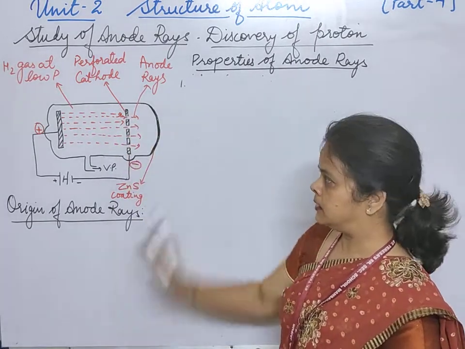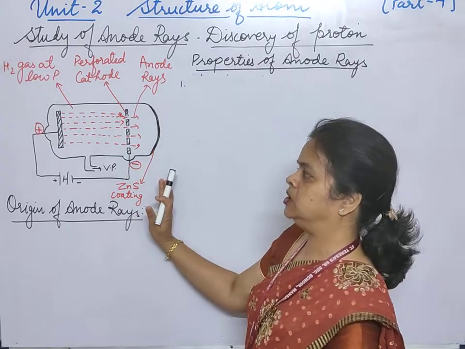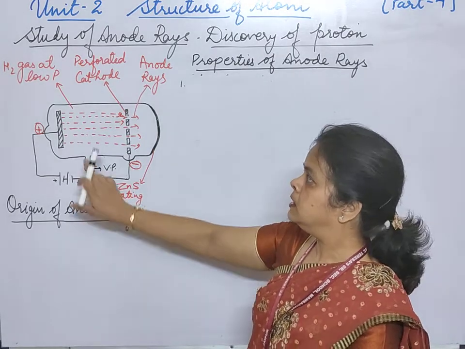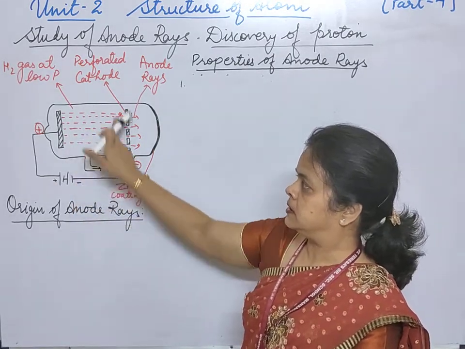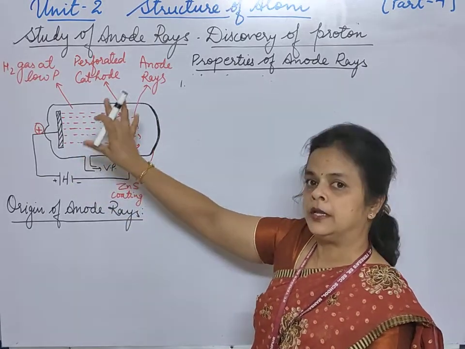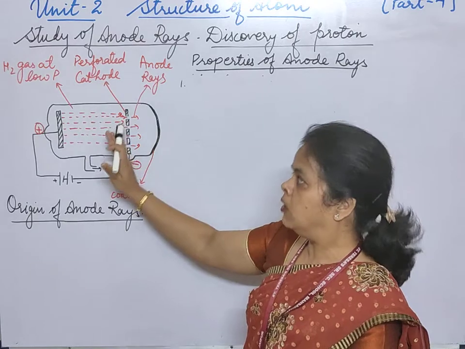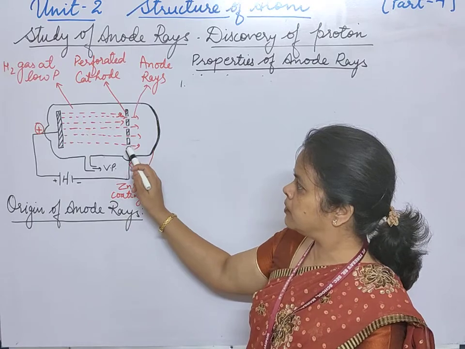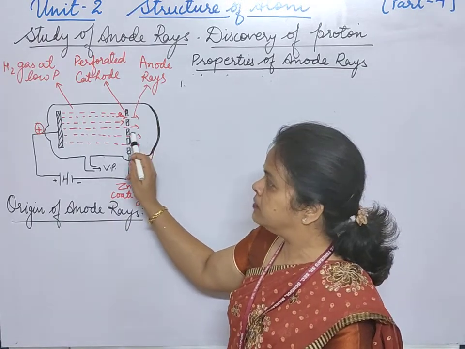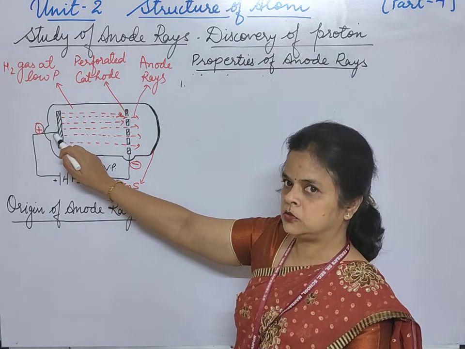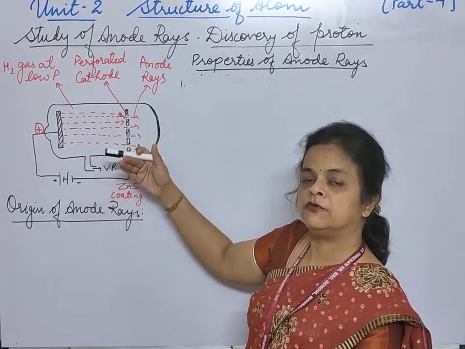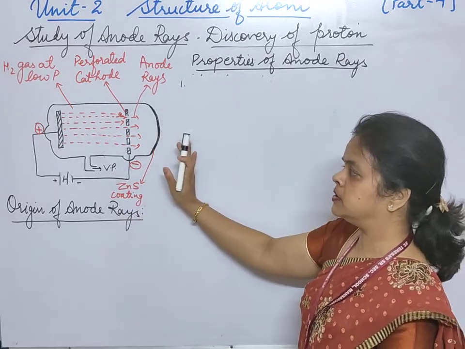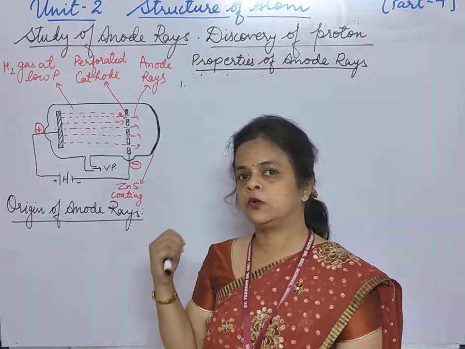Now again when the same conditions were applied, that means high voltage and low pressure were maintained, the gas inside this discharge tube ionized. Along with the cathode rays, which were produced from the negatively charged electrode and moving towards the positively charged electrode, there was production of one more kind of rays, and they were anode rays. So he observed that along with the cathode rays, anode rays were also formed.